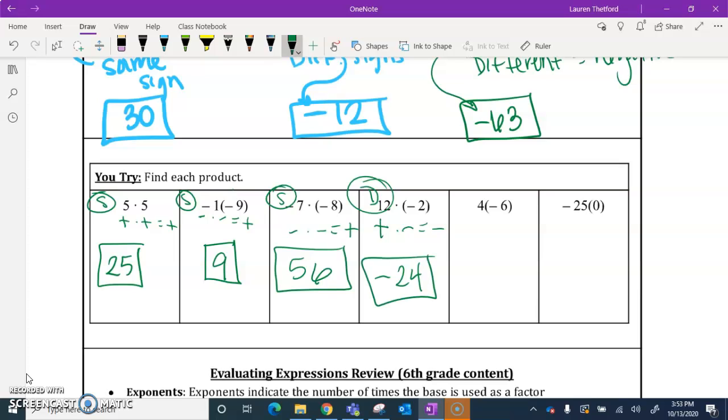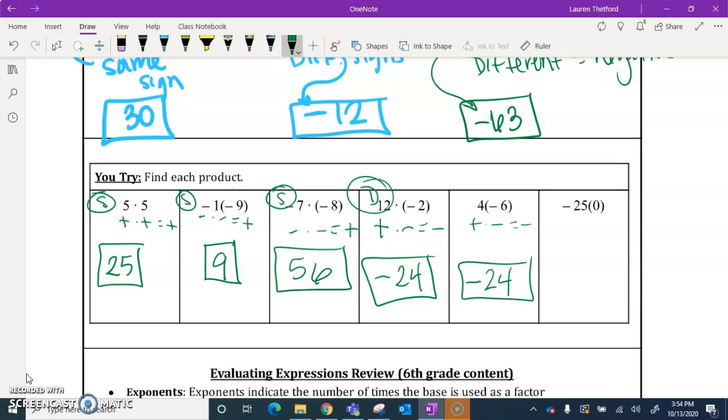So you know right away, looking at the problem, that your answer will be negative before even doing the math for it, because I see only one negative here. And since I know that that's positive times a negative, it's going to give me a negative. So 4 times 6 is 24. And so that's my answer.